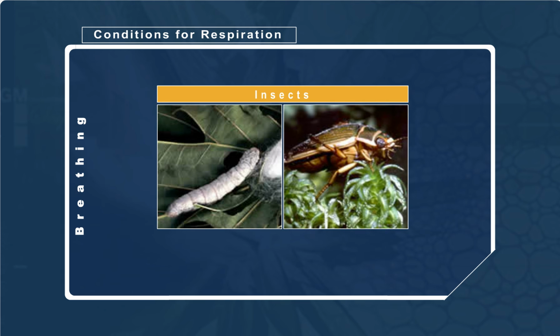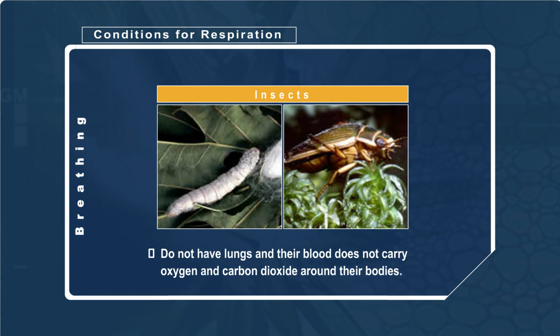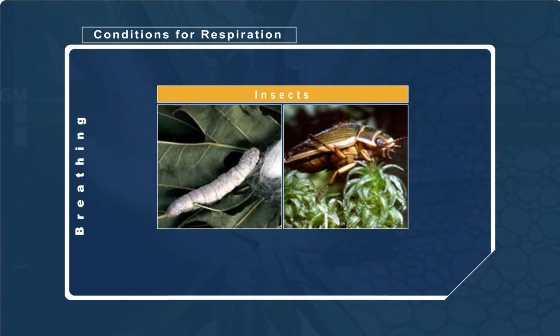Insects do not breathe as we do. They do not have lungs, and their blood, which is a watery yellowish liquid, does not carry oxygen and carbon dioxide around their bodies. Instead, they have a system of tubes called trachea.